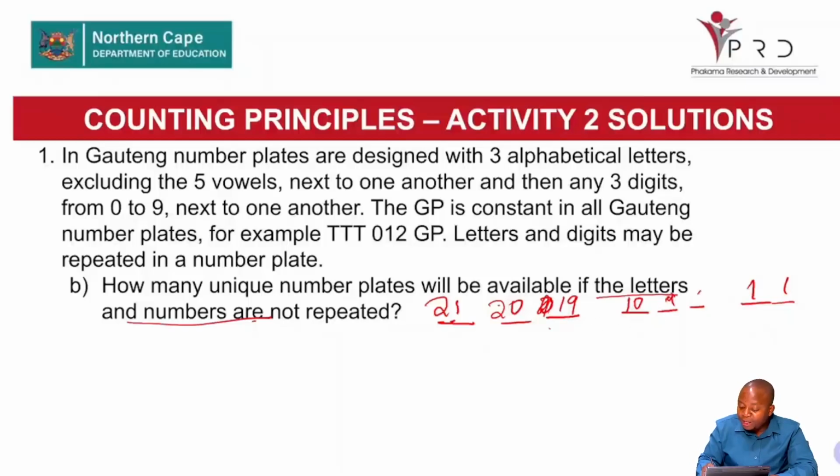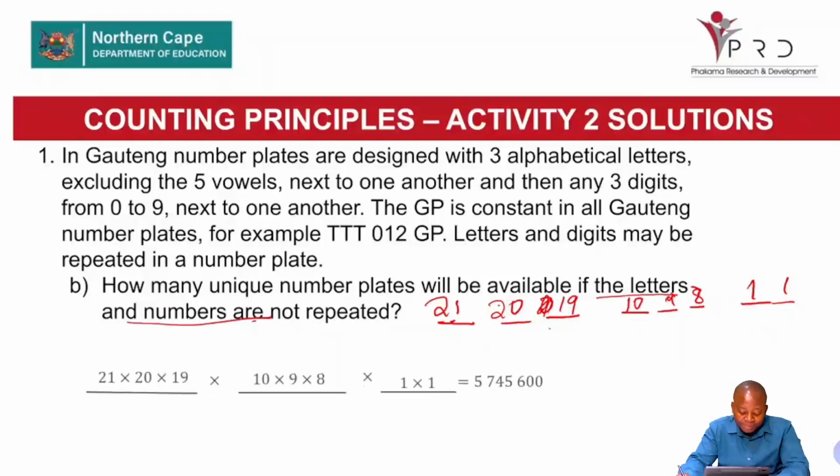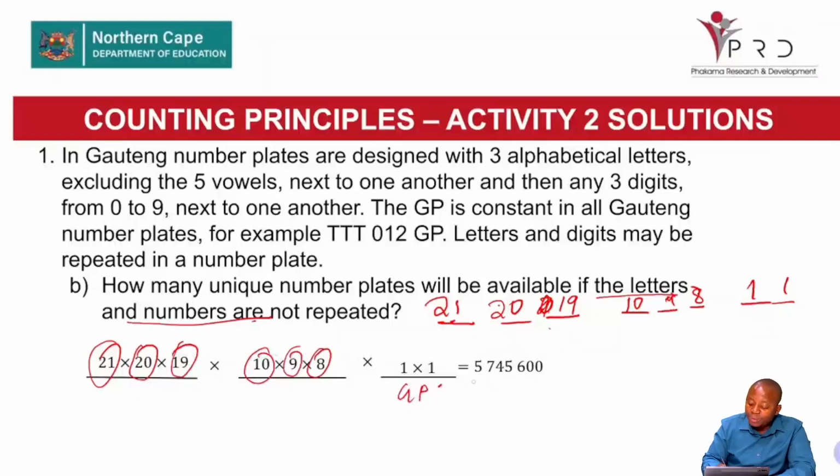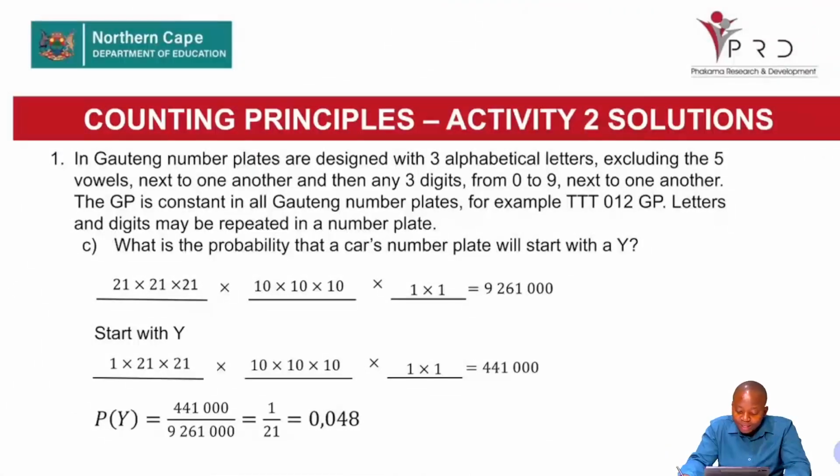When I take another number, I remain with 8. So that's what we're going to have. In that case, we have 20 times 21 times 20 times 19 times 10 times 9 times 8, and 1 and 1 for GP. Then we have 5,745,600 ways.